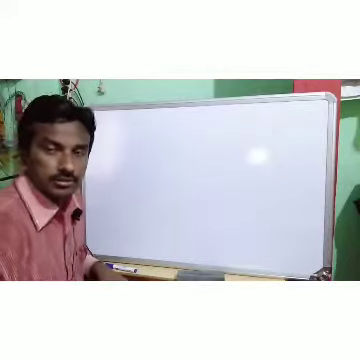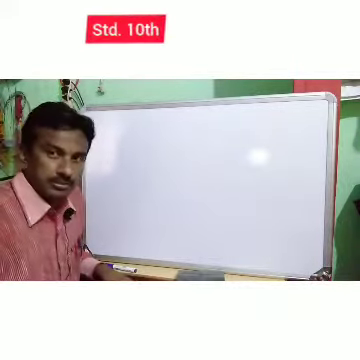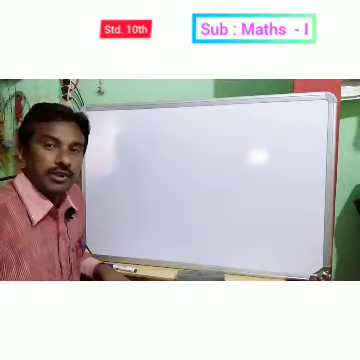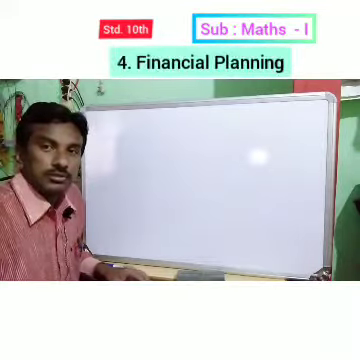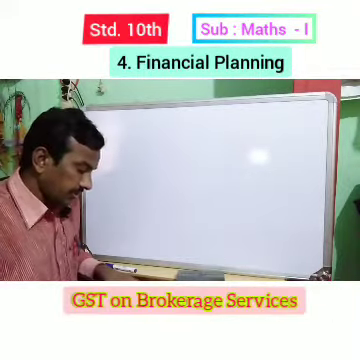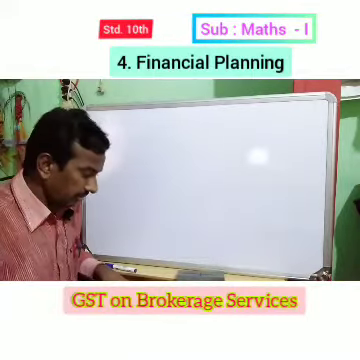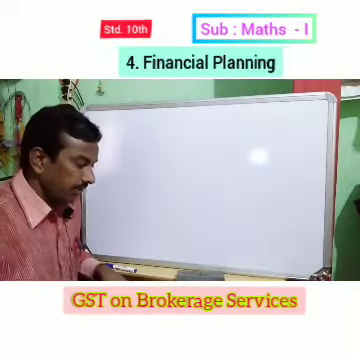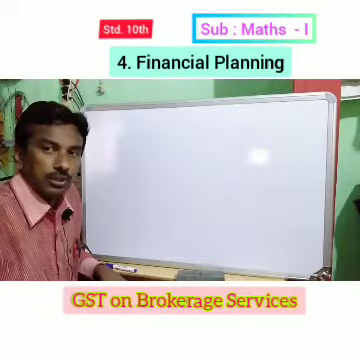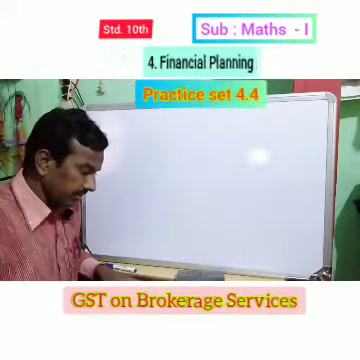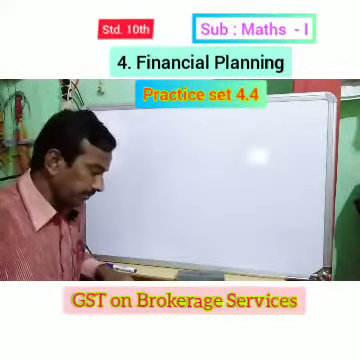Hello friends, today we are going to learn Standard 10 Subject Maths 1 Chapter number 4 Financial Planning. In that we are going to study brokerage and taxes on share trading, GST on share brokerage market services. We have already seen the first 3 questions in practice set 4.4. Now we are going to solve example number 4.